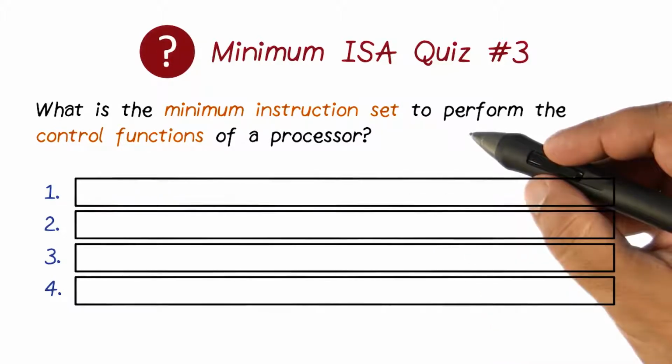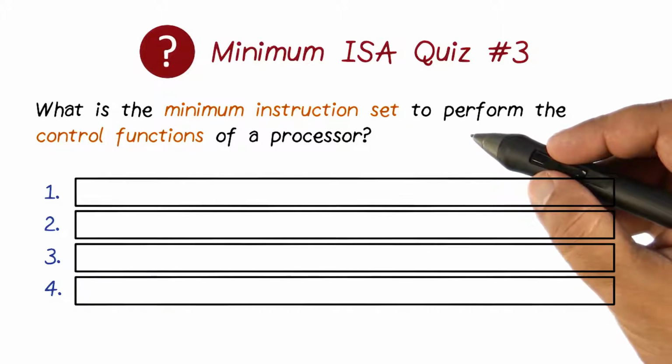We talked about the memory operations, we talked about the ALU operations, but that's not enough. We must talk about the control operations of the processor to be able to decide what should be the data paths. So the question is, what is the minimum number of instructions or what kind of instructions are needed to support the control functions of the processor? Please go ahead and write your answers now.